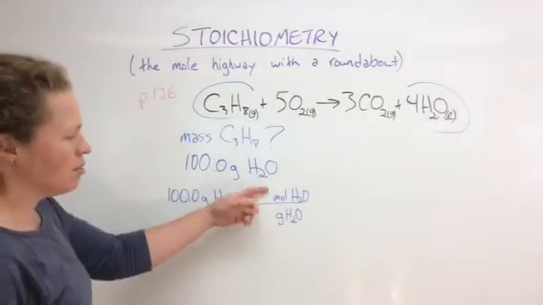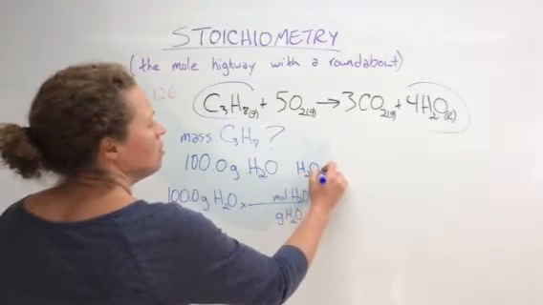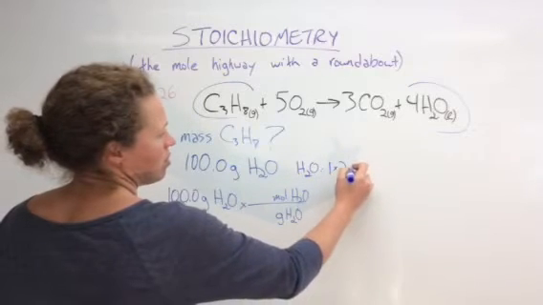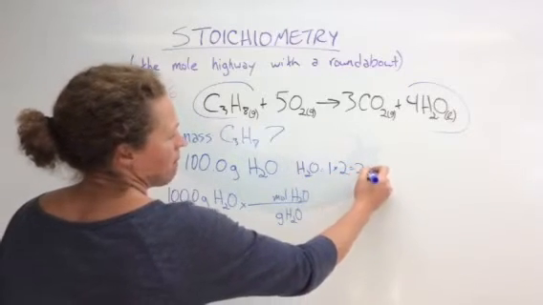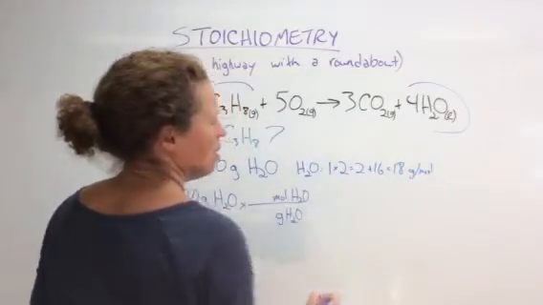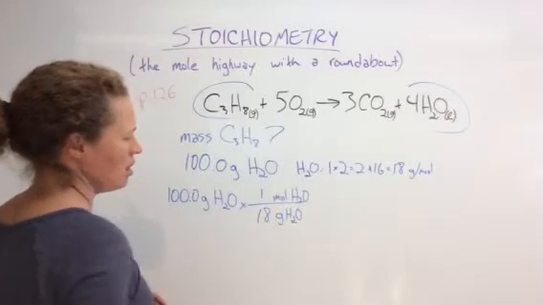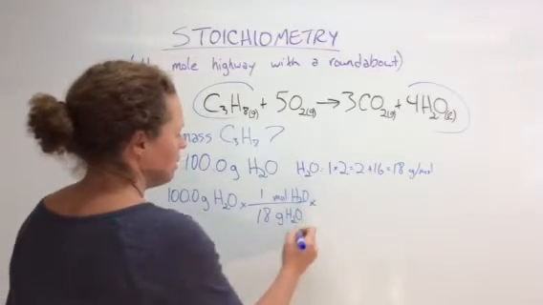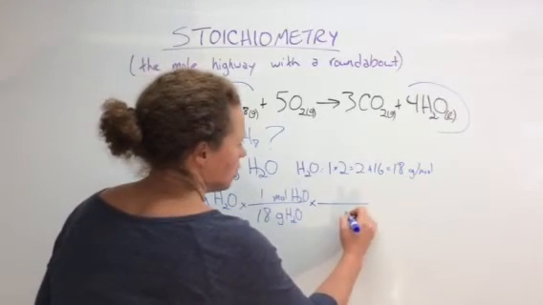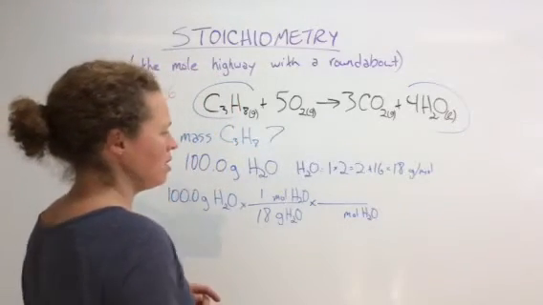Well, grams per mole of water: H2O, there's 1 times 2 gives me 2 grams, plus 16 gives me 18 grams per mole of water. So 1 mole of water is going to weigh 18 grams. Now, I've gotten rid of the grams of water, so I need to get rid of the moles of water. So I'm just going to keep putting the thing I don't want on the bottom and continue on.